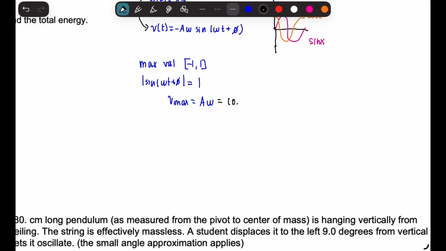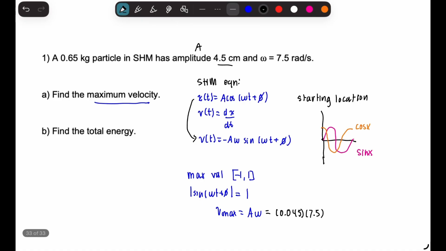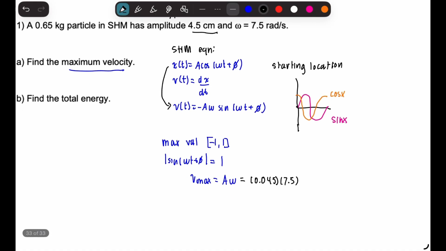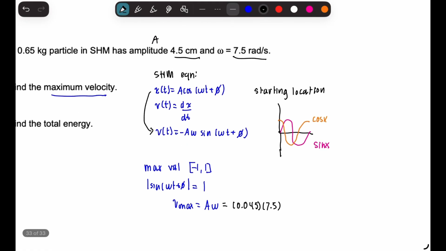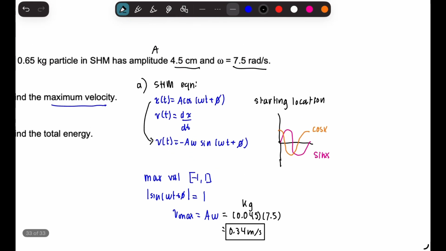You're just going to substitute in your values. You had 0.045 and 7.5 rad per second. Make sure that this is in kilograms because you want it to be in your standard units. And this is going to give you 0.34 meters per second as your V max, which is going to be your answer for part A.